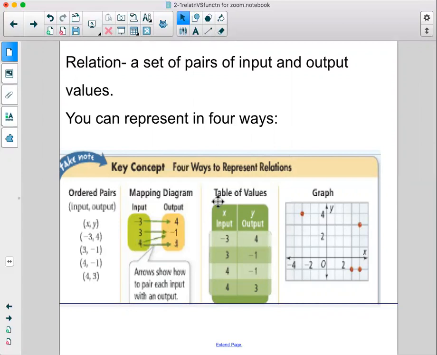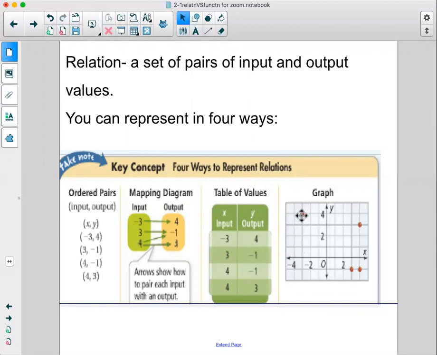Or you could write the same information as a table of values with input in the column on the left, output in the column on the right, or you could graph. And in order to graph it, the x-axis would represent your input and the y-axis would represent your output. So this point, -3 input, 4 output, would be -3 along the x-axis to the left and then +4.